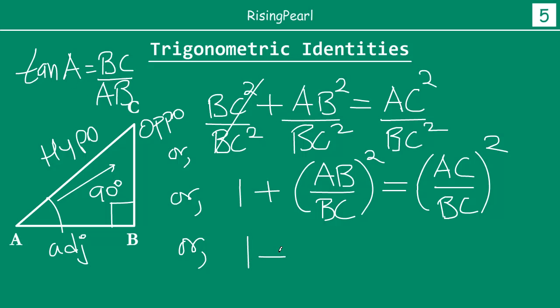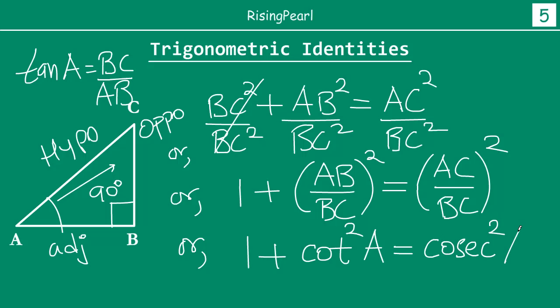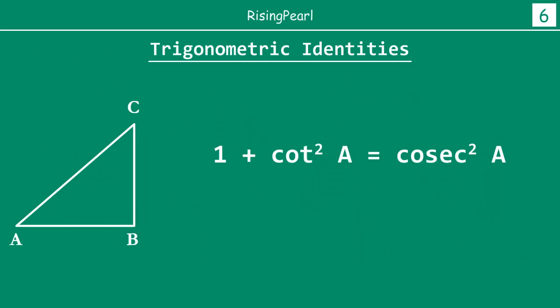So this will be 1 plus cot A whole square, which is cot square A, equal to AC by BC. This side is BC. So AC by BC is cosec, so this will be cosec square A. So friends, this is our third identity.